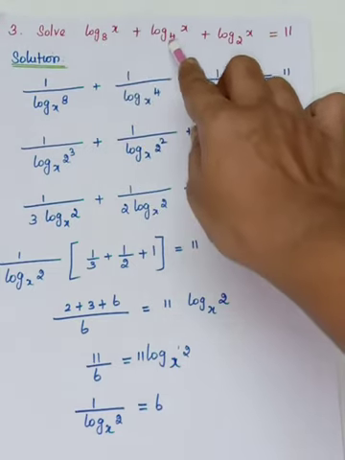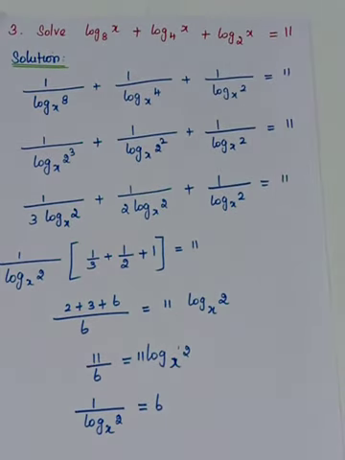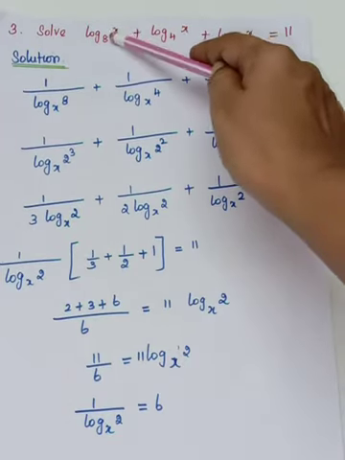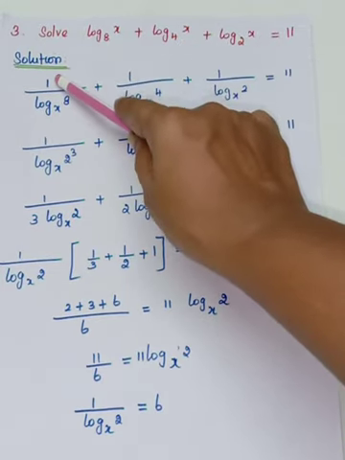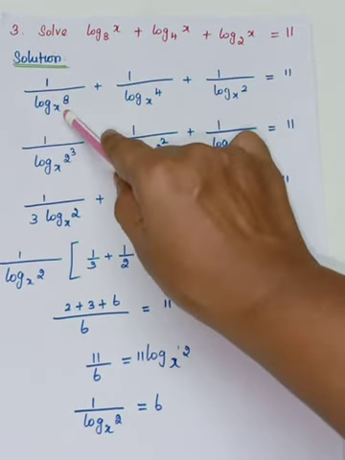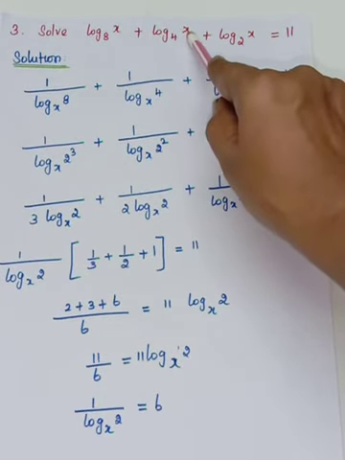First term 8, second term 4 and the third term is 2. So I am going to make the base as x in all the terms. So what I have to do? This number you have to change as base. So it can be written as 1 by log 8 to the base x. Now you change the base, you are going to change the base as x.